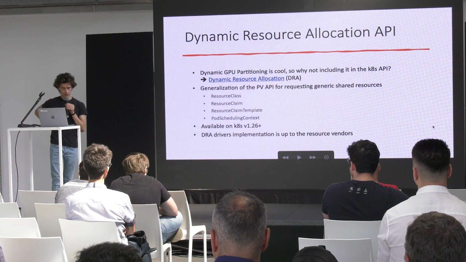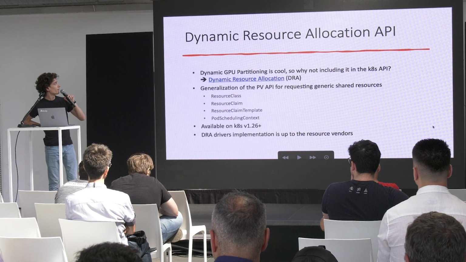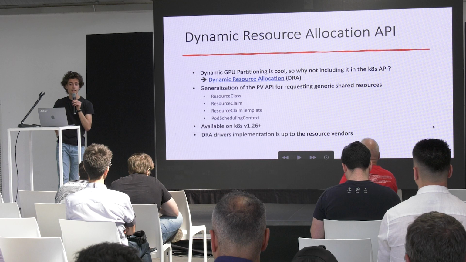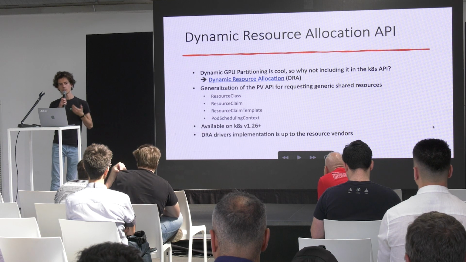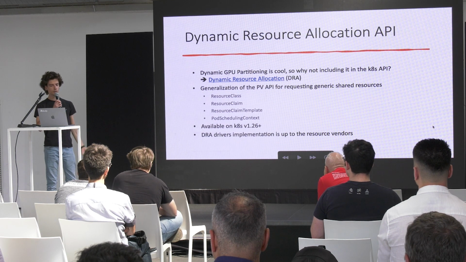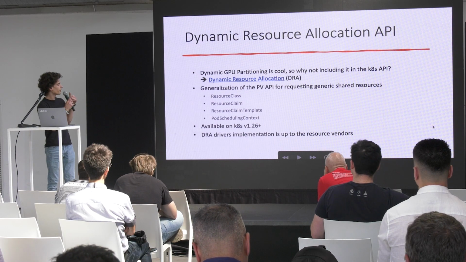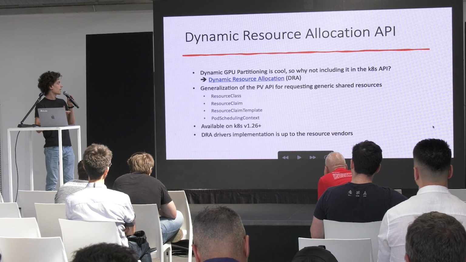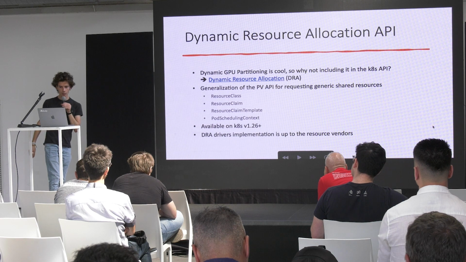And this is the reason that now we have, with Kubernetes 1.26, the dynamic resource allocation API. And it is a generalization of the persistent volume API, but for generic shared resources. So this API introduced some new resources, which are resource class, resource claim, claim template, and pod scheduling context, which is used for deciding how to schedule pods by the specific implementation of the dynamic resource allocation.